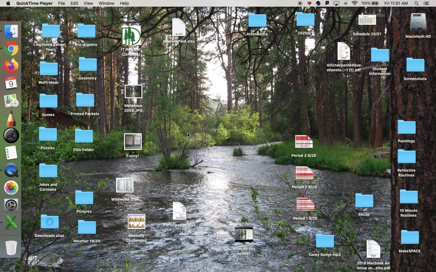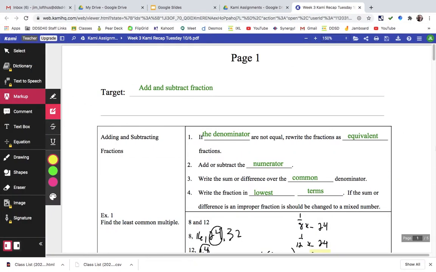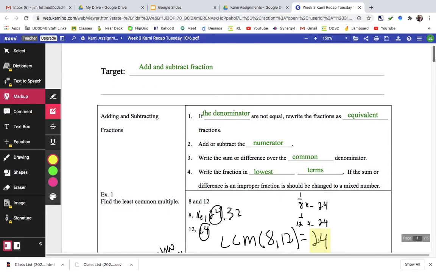This is an additional recap to Thursday, October 8th, because I forgot to put the answer key. So this is the answer key to Kami Week 3. So I will just go one page at a time.